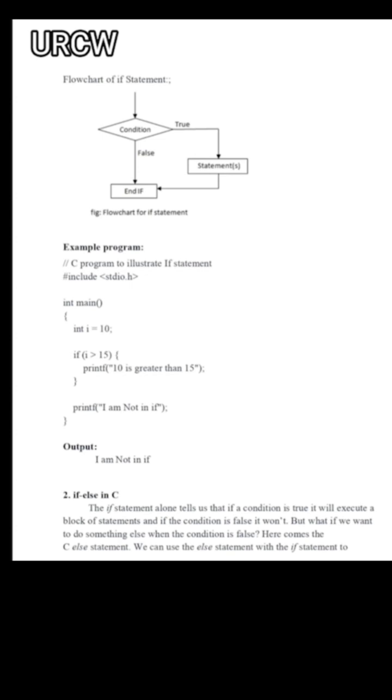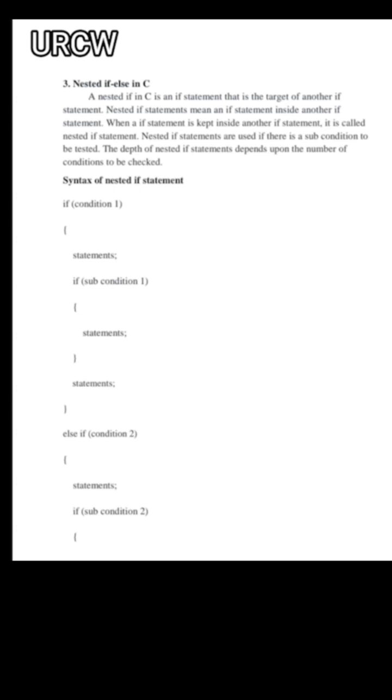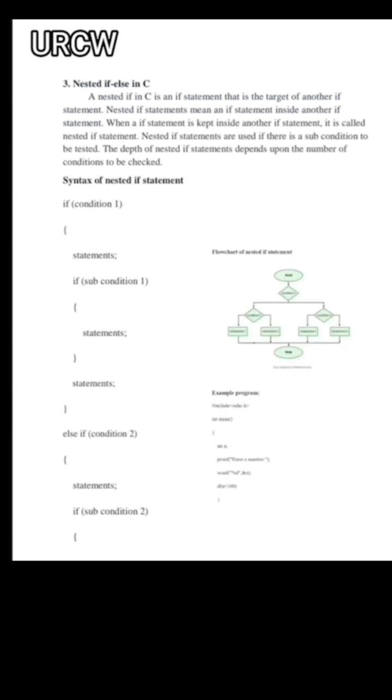We can use the else statement with the if statement to execute a block of code when the condition is false. The if-else statement consists of two blocks, one for false expression and one for true expression. In case this condition returns false, then the program will skip the statements that we have inside the if block. Nested if-else. When an if statement is kept inside another if statement, it is called a nested if statement.